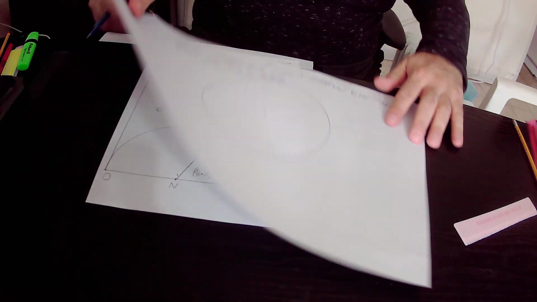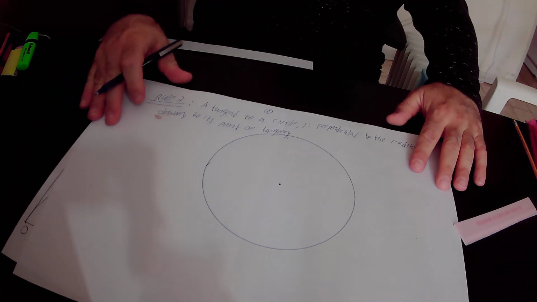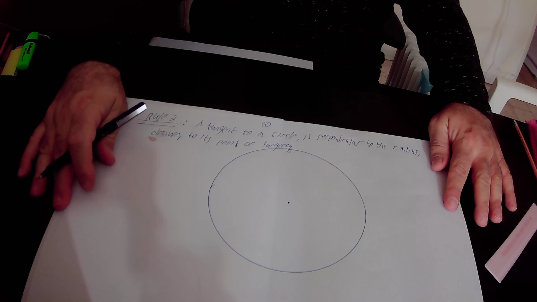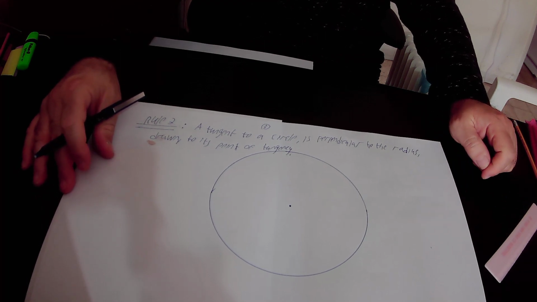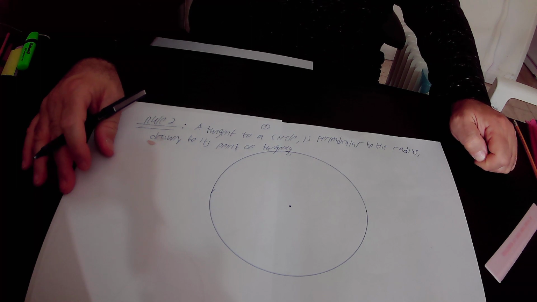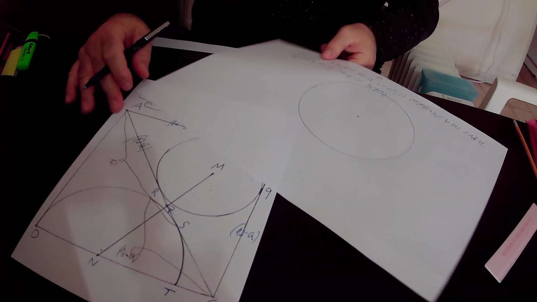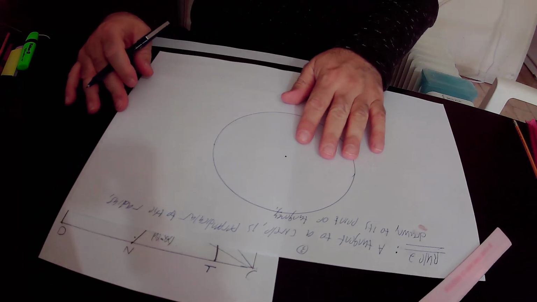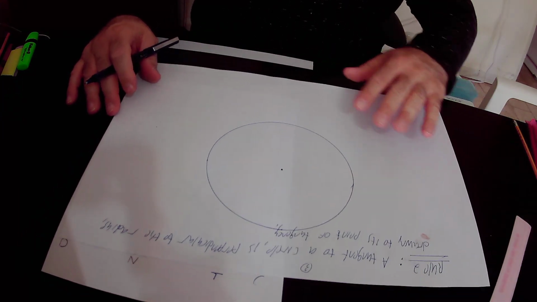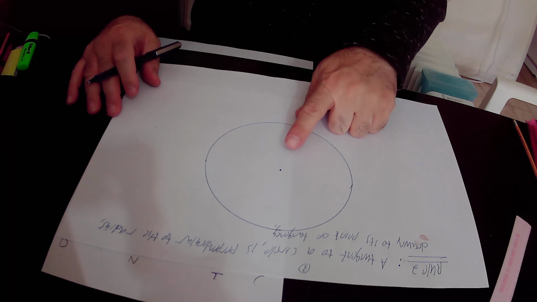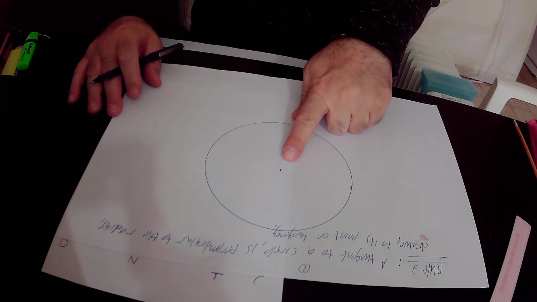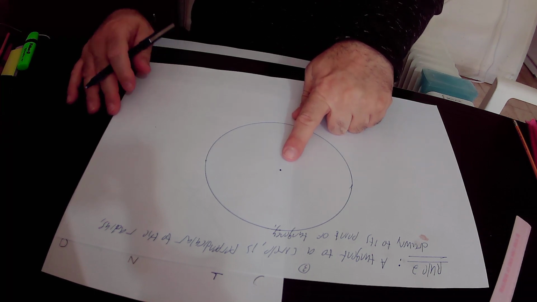I will read rule number 2 again. According to rule number 2, a tangent to a circle is perpendicular to the radius drawn to its point of tangency. So what is the meaning of rule number 2? The meaning of rule number 2 is that we have this circle, the center of this circle is at this point, we will define the center of the circle as point O.